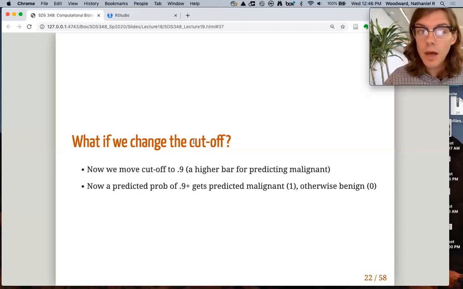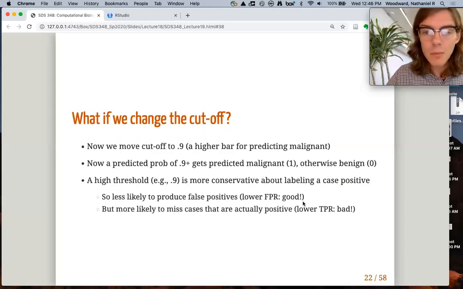But what about the true negatives? The proportion of blue dots below the line. If you raise that line, out of everybody who's benign, all the blue dots, the proportion of those below that line is going to go up. So we're going to make fewer false positives. It's the opposite of what we saw before. It's going to be more conservative about labeling a case positive. Basically, you have to be really, really sure that you're malignant if you're going to label it malignant. And that means a lot of the time you're going to be making false negatives. There'll be red dots below the line more often.